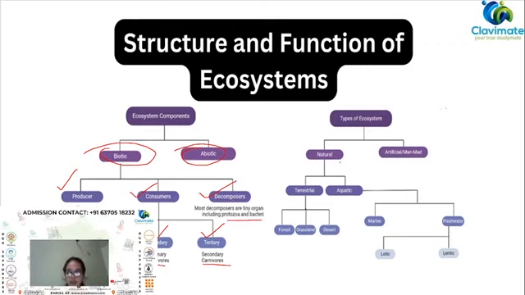And these are the types of ecosystem: natural ecosystem and artificial or man-made ecosystem. Coming to the natural, there is terrestrial and aquatic. Coming to terrestrial, there is forest, grassland, and the desert. As aquatic, there is marine and freshwater. And coming to freshwater, there is lotic and lentic based on the depth of the water level.